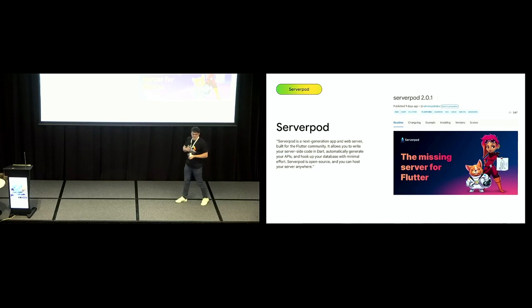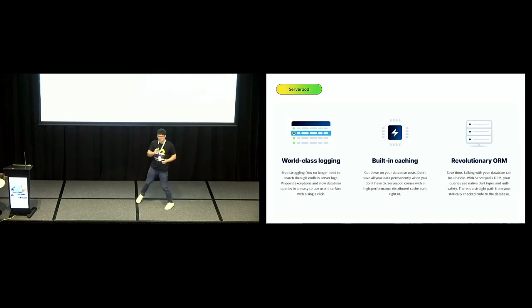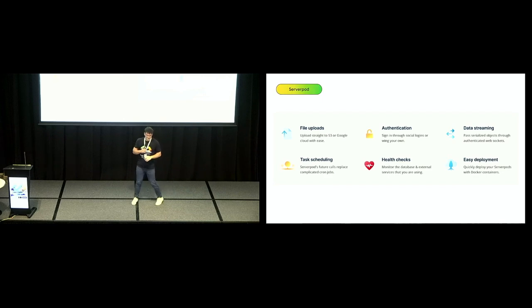Yeah, pub.dev. So it's got your logging, it's got built-in caching out of the box, and it's got object relational mappers as well. So you can actually write queries in Dart, so something you're familiar with, and use Dart types to query with null safety and all that kind of stuff, which is nice. You don't actually have to touch SQL or anything like that, which is cool. Some of the features, you've got file uploads, authentication, data streaming, task scheduling, health checks, and easy deployment, all sort of stuff that you'd be pretty familiar with in backend and API development.